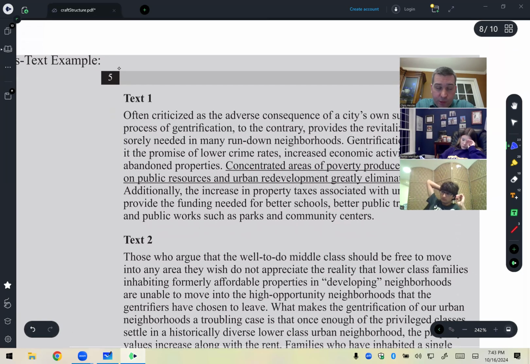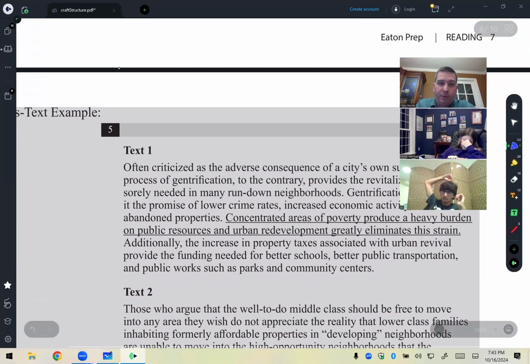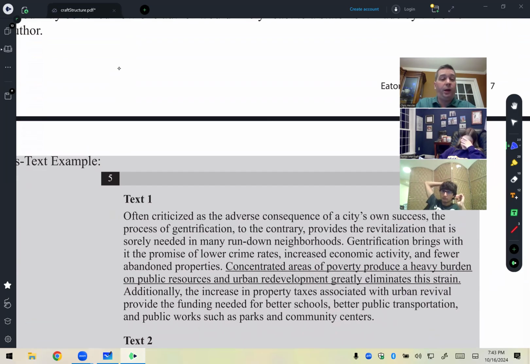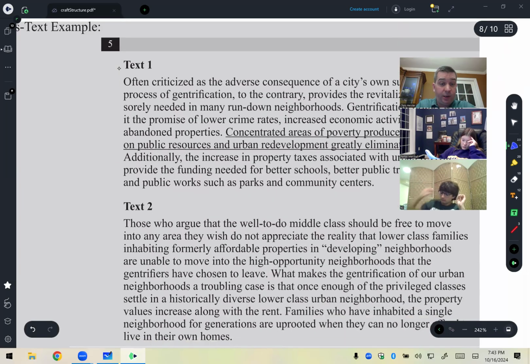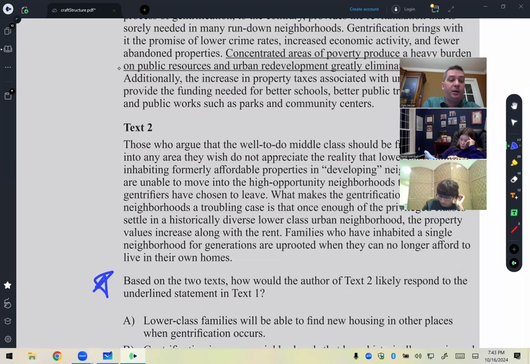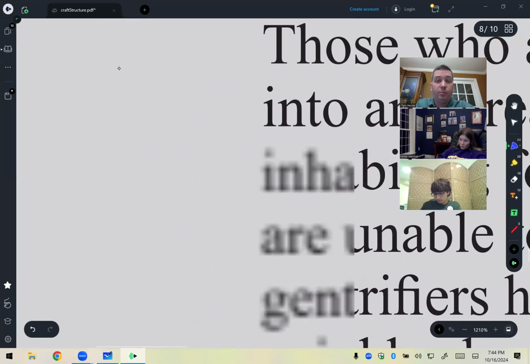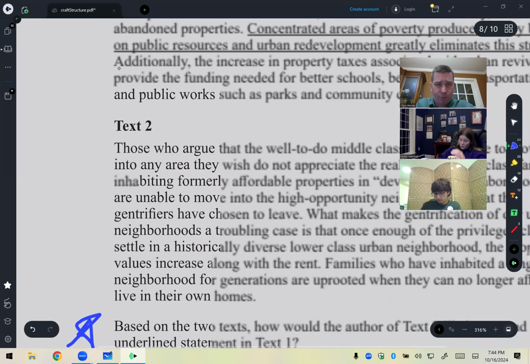All right, so we'll see what we have. Maybe we have a pro and con. I'm not sure yet. So I'm just going to read the first text, and then we're going to read the second text, and then they give us a prompt here. It says, based on the two texts, how would author 2 respond to the underlined statement from author 1? So we're going to read these passages and see what author 2 might say. I'm going to just read this.